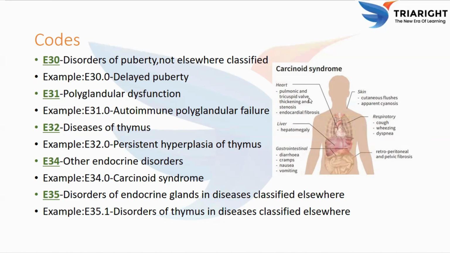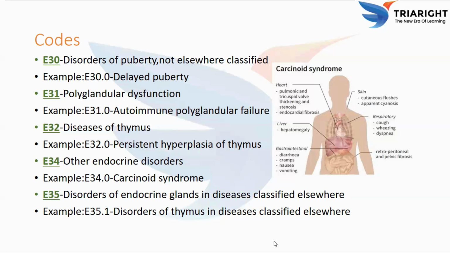So this is about the carcinoid syndrome. So next, coming to E35 code. Disorders of endocrine glands in diseases classified elsewhere. So endocrine problems that occur as a part of another disease. Whenever these endocrine problems occur as a part of another disease, like cancers or also infections affecting the glands, this falls under the category of E35.